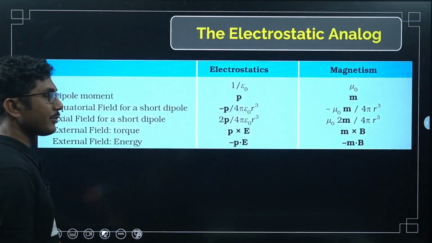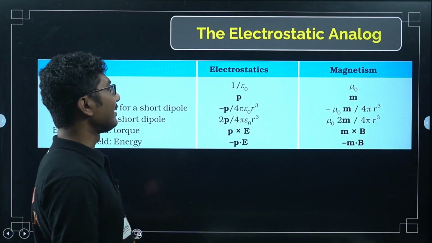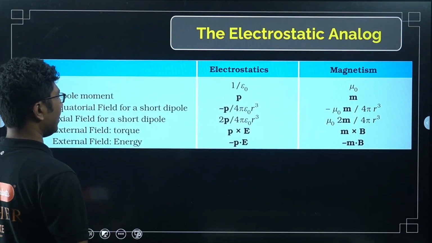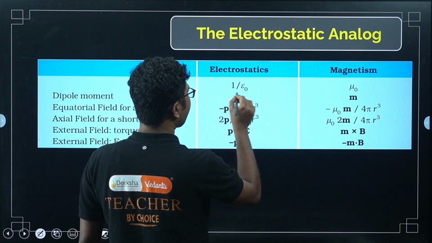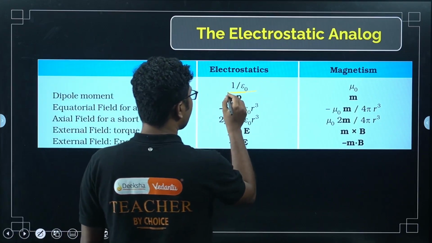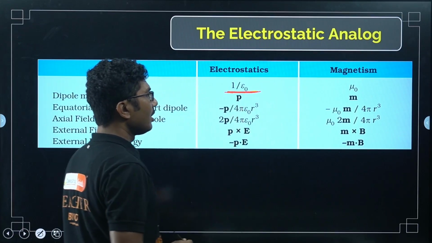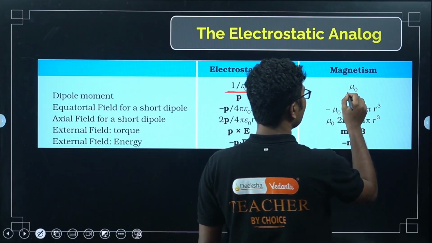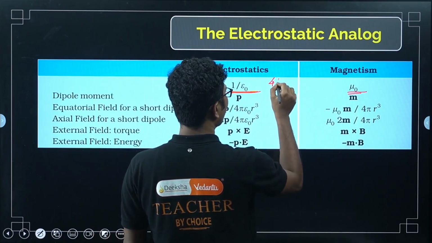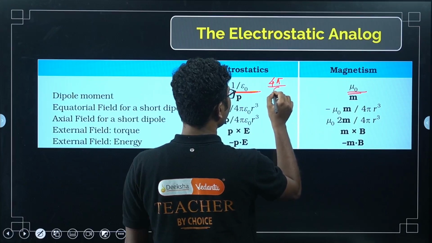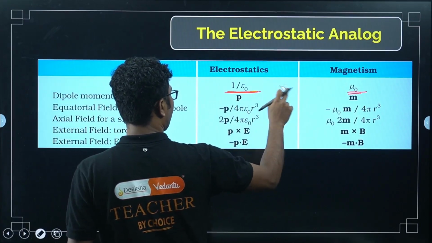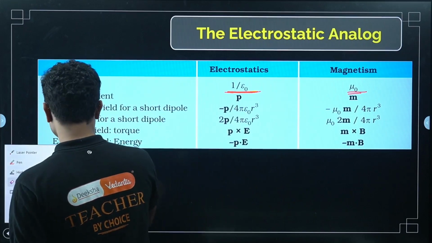Now we are talking about the comparison between electric field and magnetic field, electrostatics and magnetism. So dipole moment. First of all, in electrostatics, if you remember, the constant was 1 by epsilon naught. In magnetism it is mu naught. Or in other terms you can write this as 4 pi by epsilon naught. Oh, sorry, it is not 4 pi by epsilon naught, it is 1 by 4 pi epsilon naught.